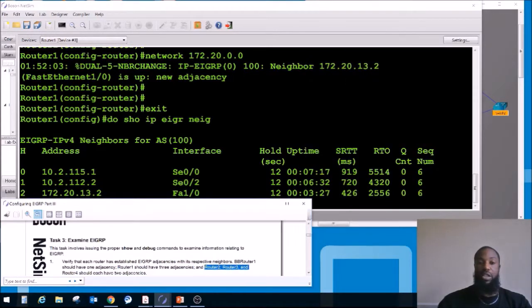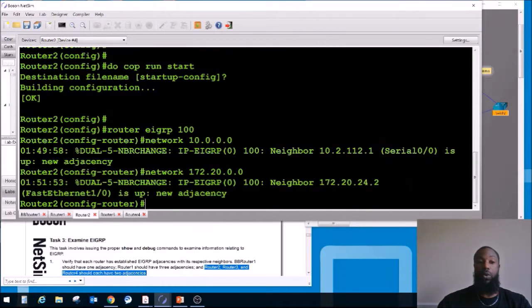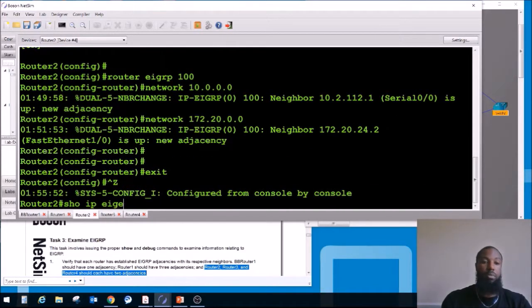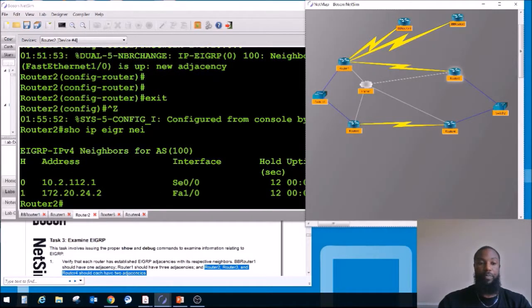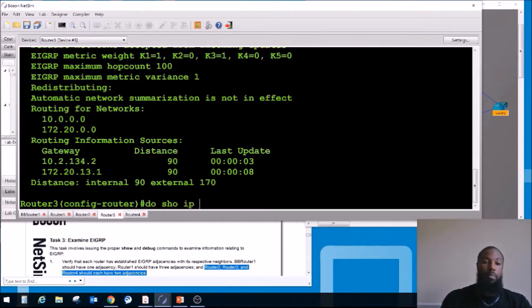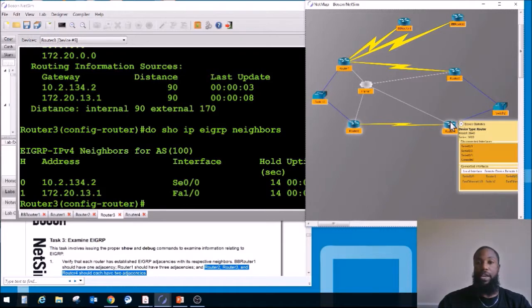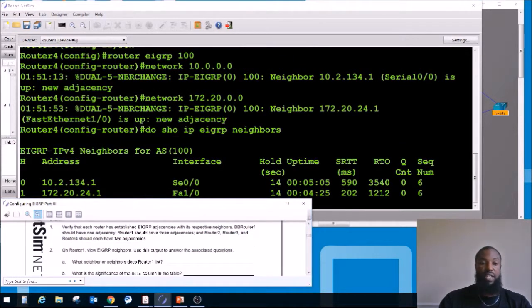Router 2, 3, and 4 should have 2 adjacencies. So I'm not going to do all of them, but let's go ahead and go to router 2 real quick. Show ip eigrp neighbors. He has 2 adjacencies. We're going to go to router 3. I guess I will do all of them. Show ip eigrp neighbors. He has 2 adjacencies, and router 4, which is that guy right here, show ip eigrp neighbors, and he does have 2 adjacencies.